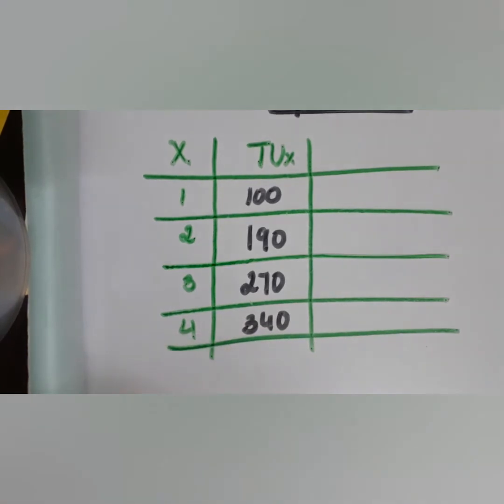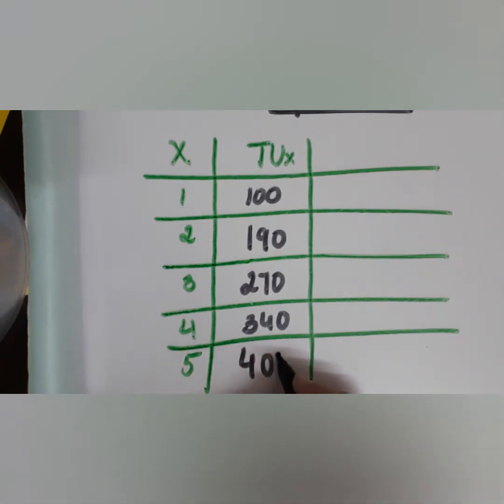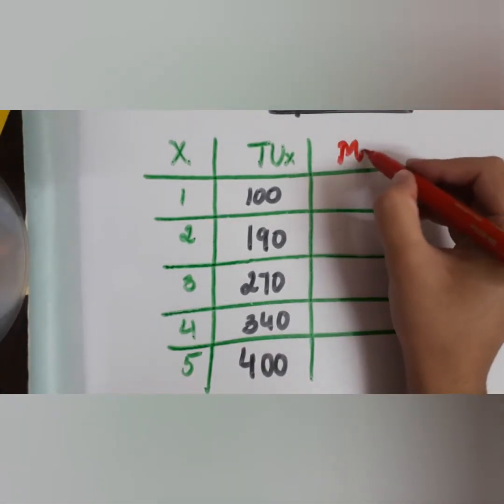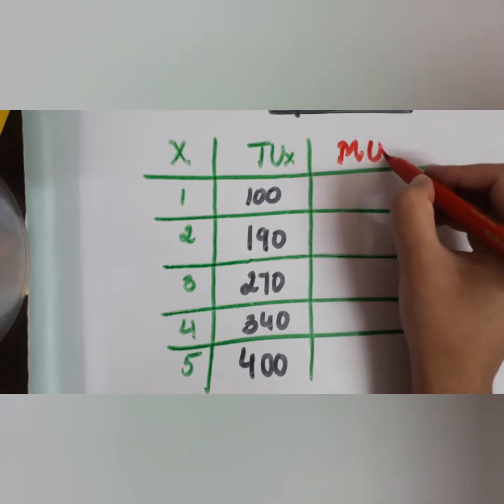Okay, so you can take one more unit, that is the fifth unit, you can also take it, and it is giving me the utility of 400. So now we will be calculating the marginal utility, and you have to see this very carefully, that how I am calculating the marginal utility of x.